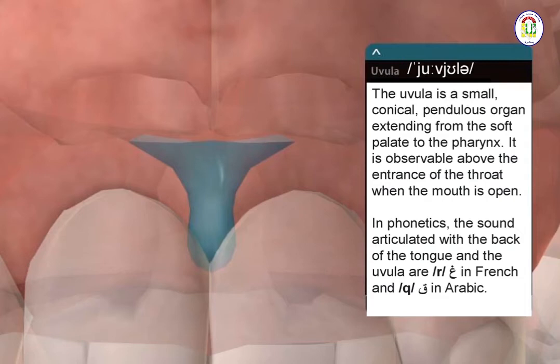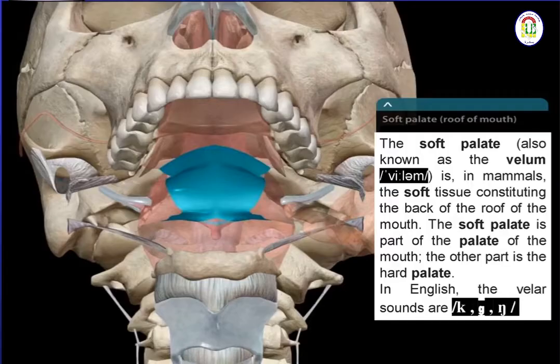It is observable above the entrance of the throat when the mouth is open. It's believed that the uvula acts as a small blockade to prevent food prematurely entering the pharynx or fluids entering the nasal cavity. The uvula may also contribute to speech articulations. Vibration of the uvula and soft palate during sleep contributes to snoring.